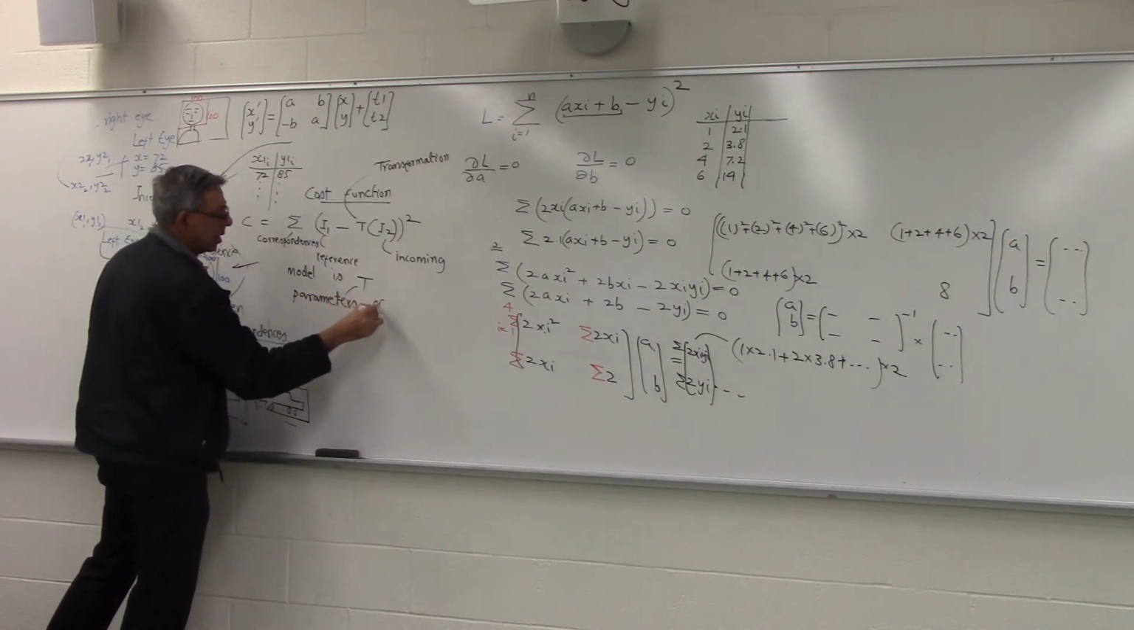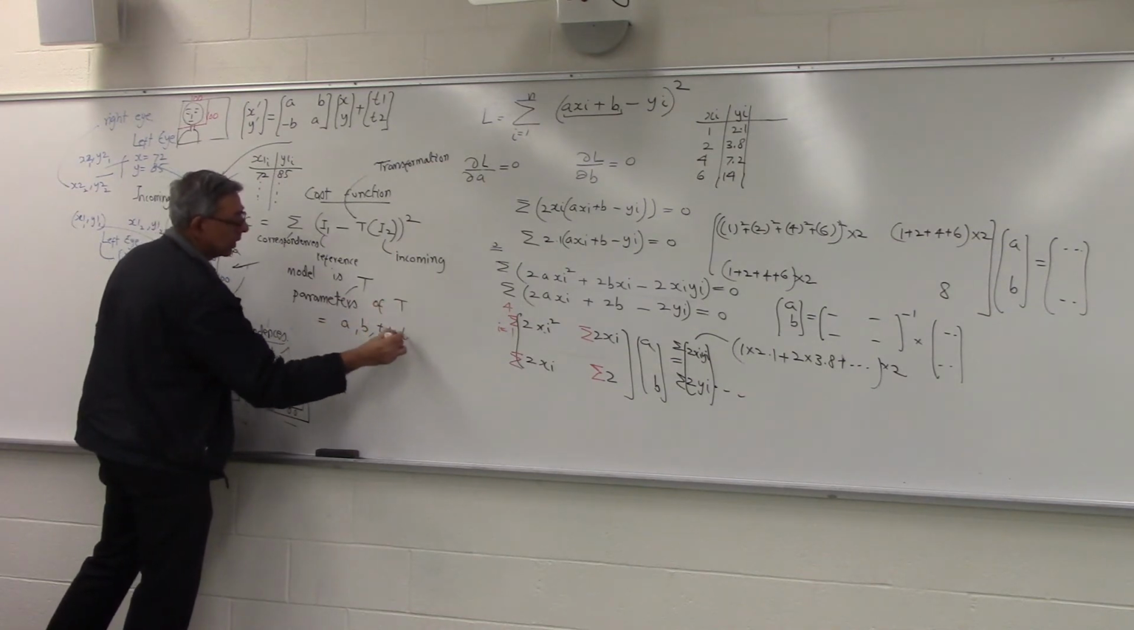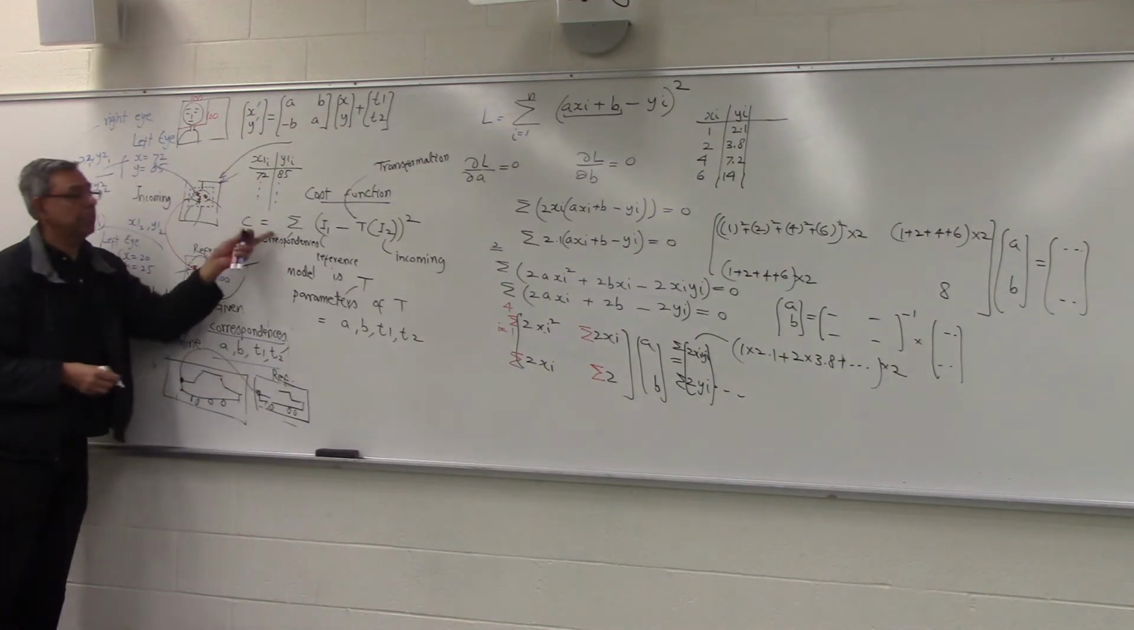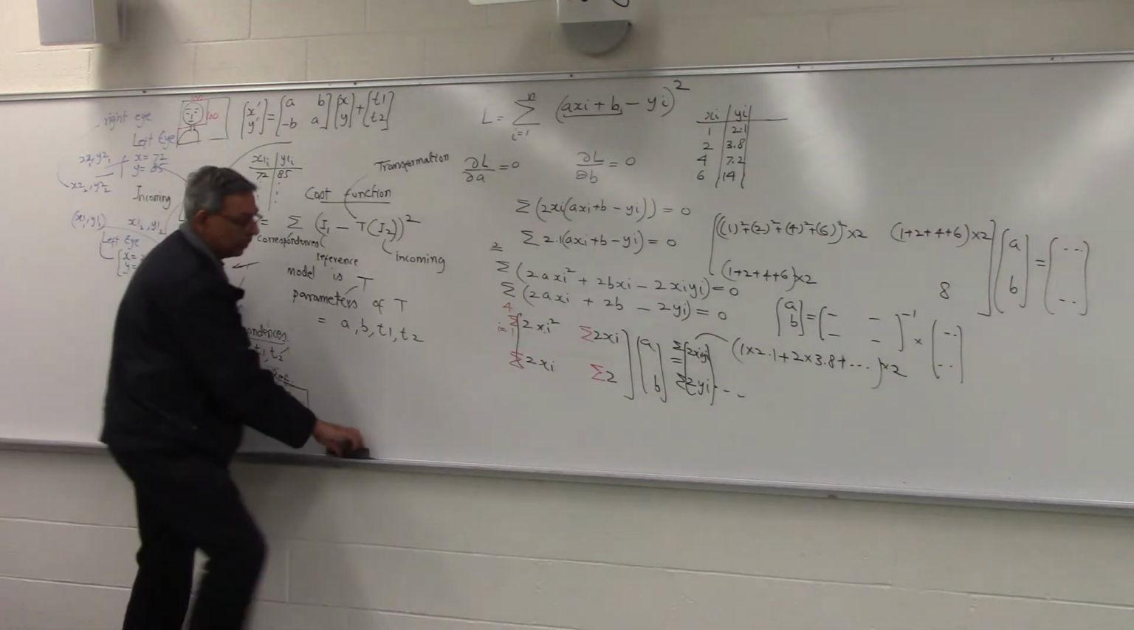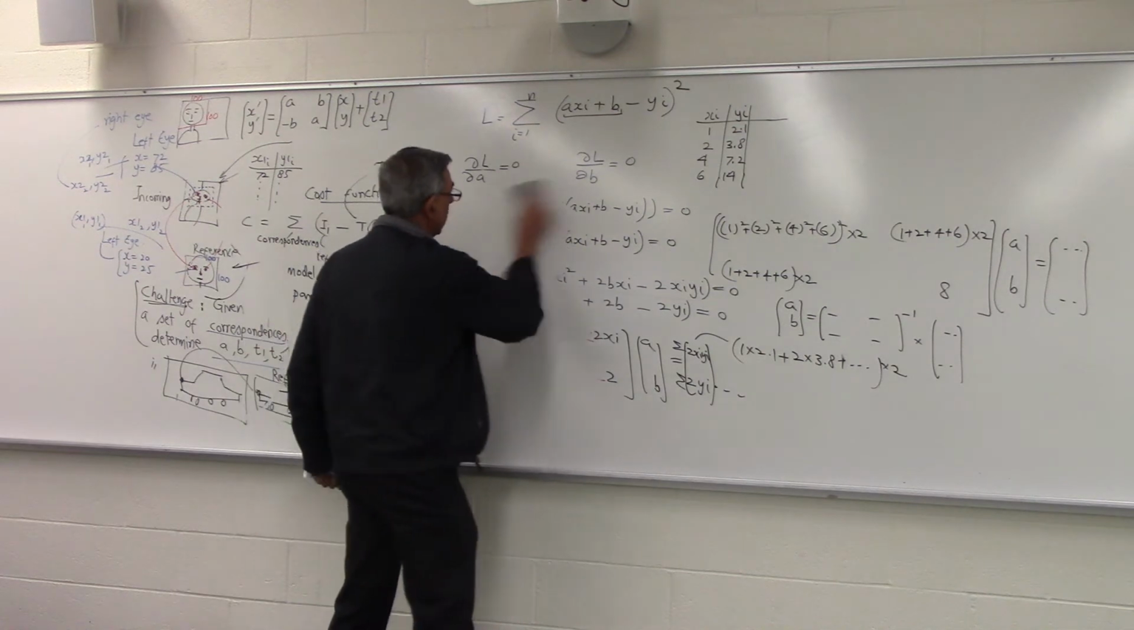Okay, which we already had indicated what are the parameters of T: A, B, T1, T2. So after we set it up, can you guess how many partial derivatives we will need to do? Four partial derivatives. Okay, so let's take a look at those.